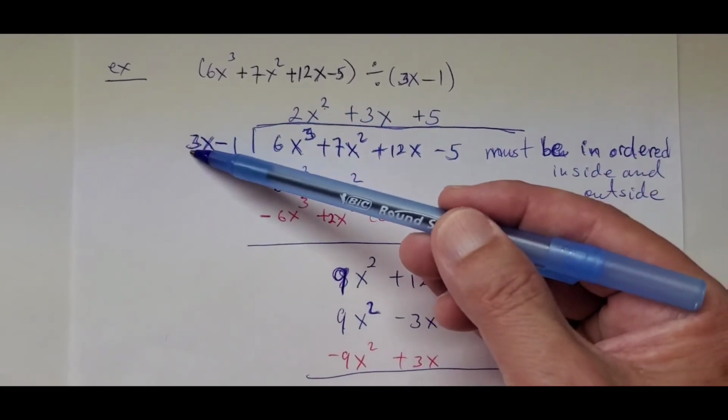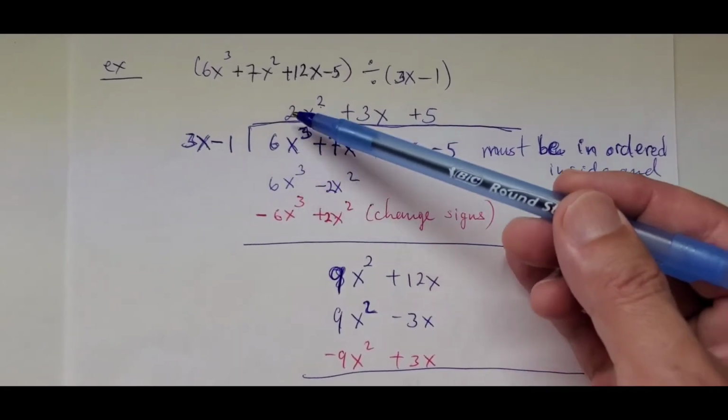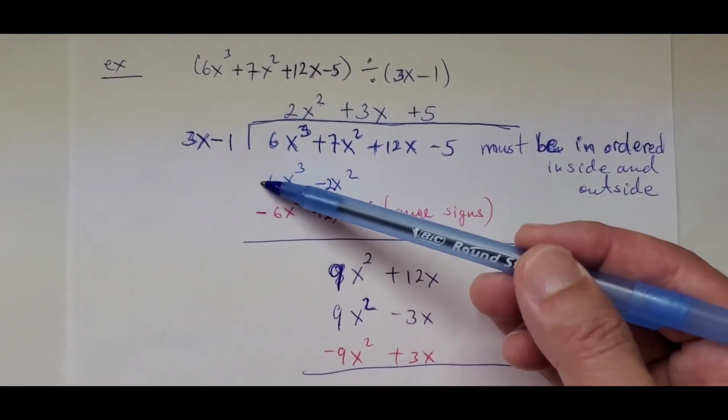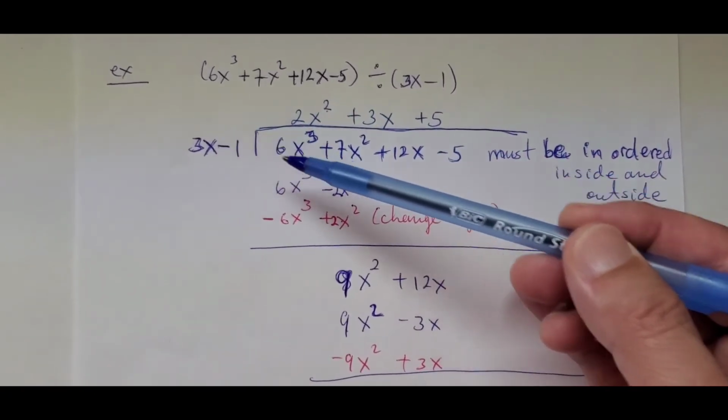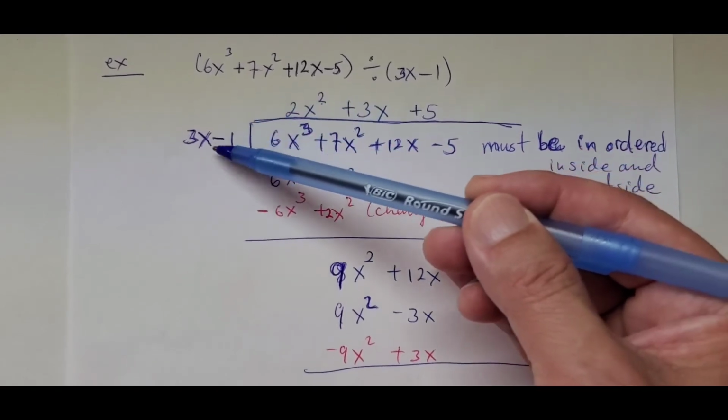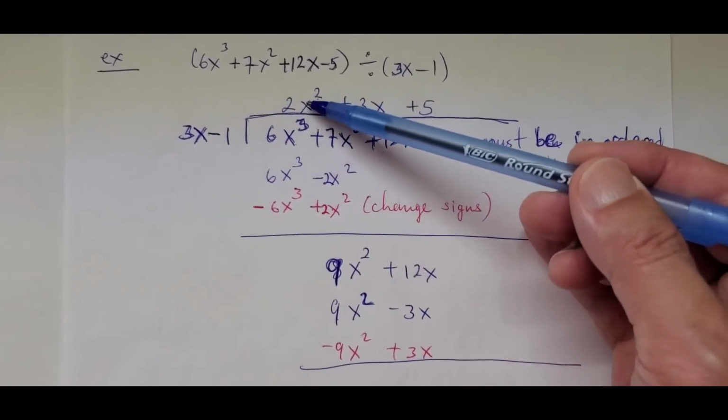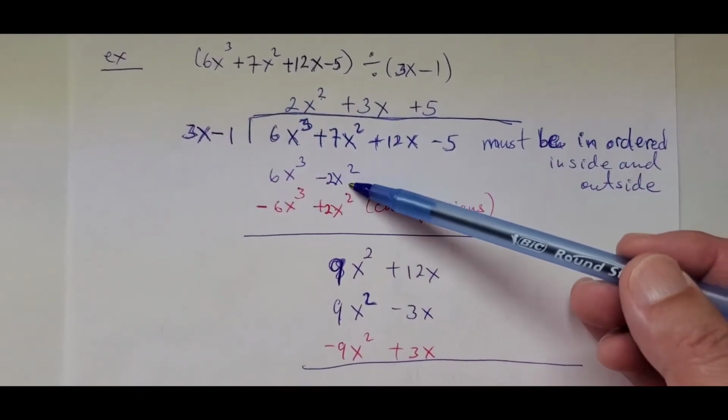After you multiply, one more time: 2 times 3 is 6, x squared times x is x cubed. 2 times -1 is -2, x squared times -1 is x squared.